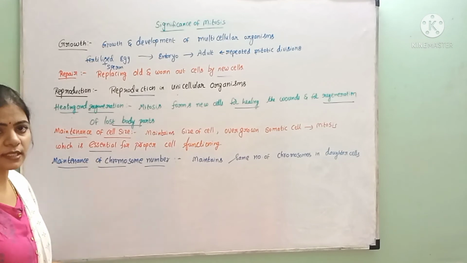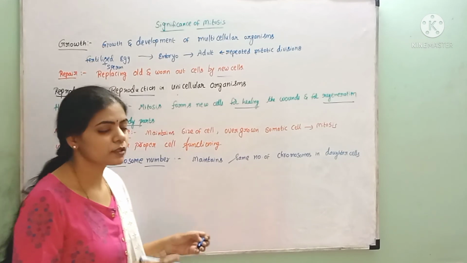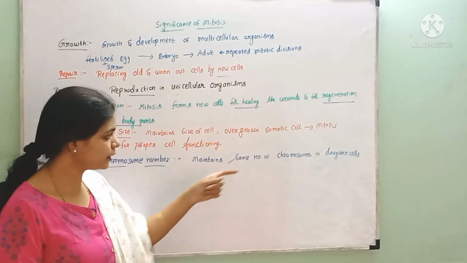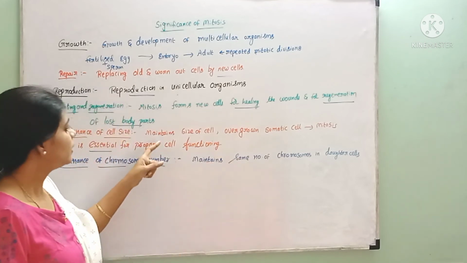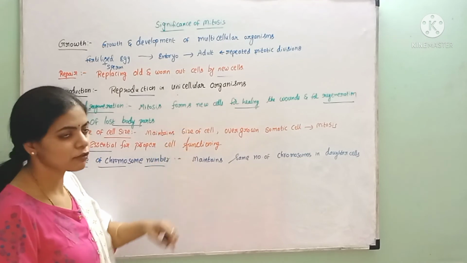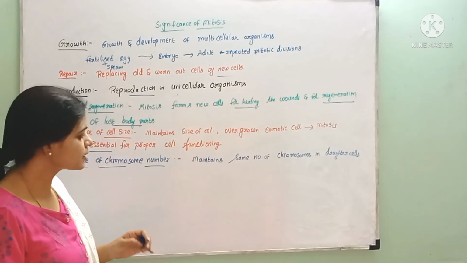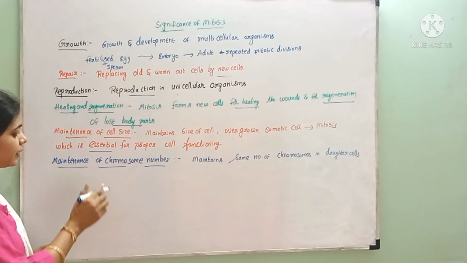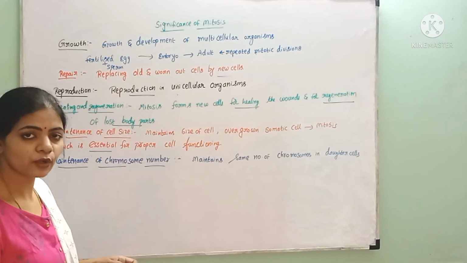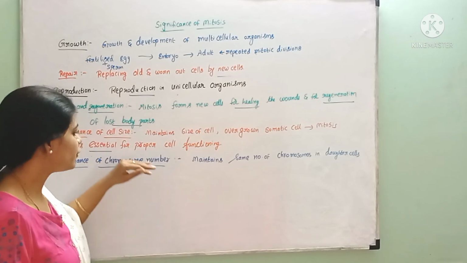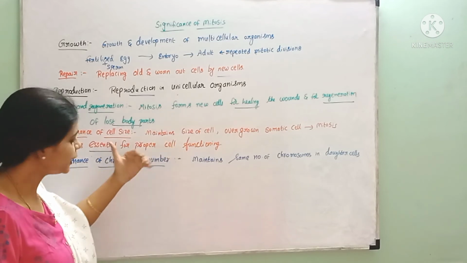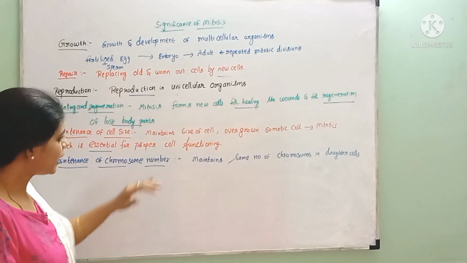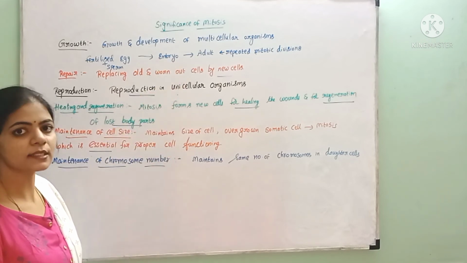Next, maintenance of the cell size. Here, somatic cells, after overgrowing, enter into the mitosis. Okay, here the maintenance of cell size is also done by the mitosis, because if the proper cell size is not maintained, the essential functions of the cell will not properly occur. That means for the proper functioning of the cell, it needs to maintain the proper size of the cell also. For that also the mitosis process helps.